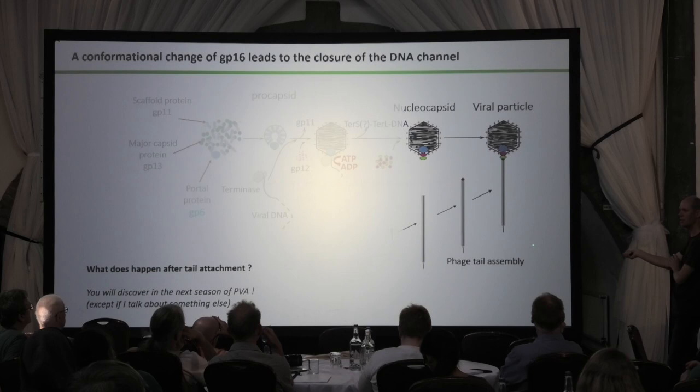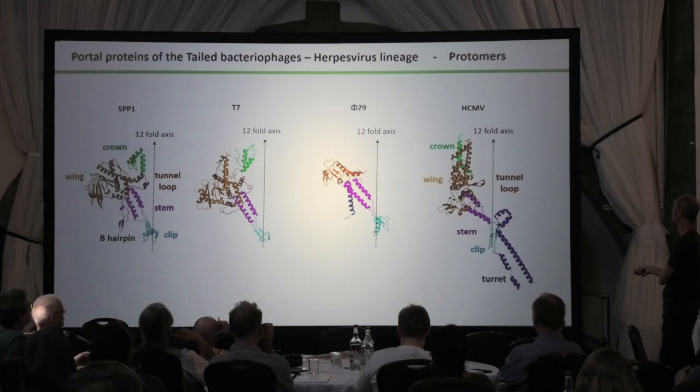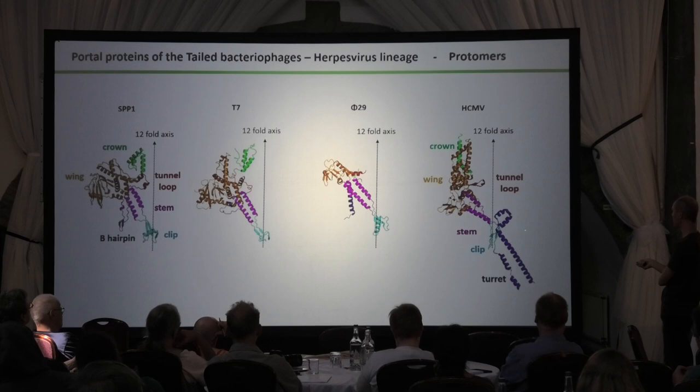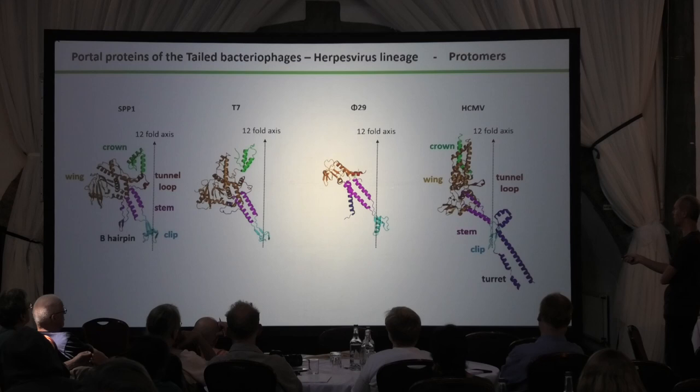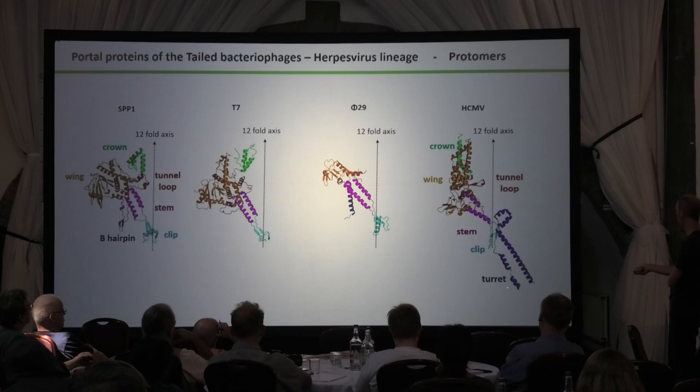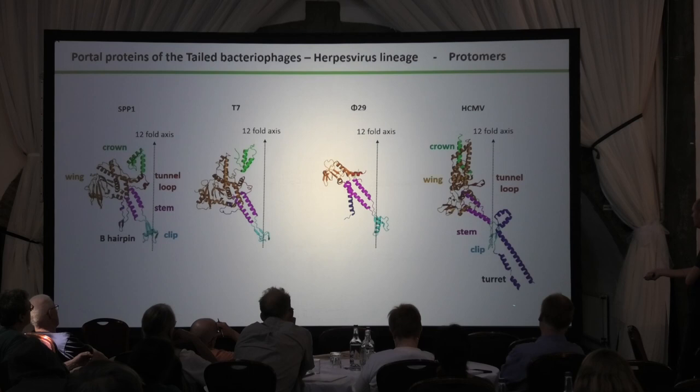So as I promised, I'm going not only to talk about SPP1, but also about other bacteriophages and the herpesviruses. And let's have a look at how different these systems are compared to SPP1. So the portals of all these viruses are homologous, so we have found the same domain, except that the herpesviruses have an external domain that is inserted inside the capsid, so we have the store that is present.